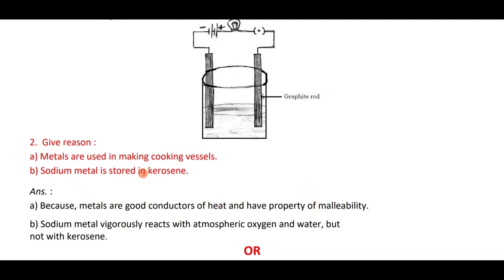Sodium metal is stored in kerosene because sodium is a very reactive metal. If it is exposed to the atmosphere, it reacts with atmospheric oxygen and water. It is a highly exothermic reaction. Hence, it is always stored under kerosene.